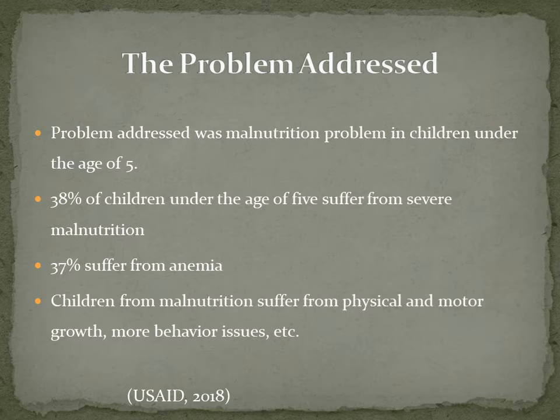So the first thing we're going to look at is the problem that was being addressed. The problem that was being addressed was the malnutrition problem in children under the age of 5, and it was mainly focused in Gakenke district. And also it was found that 48% of the children under the age of 5 suffer from severe malnutrition, and 37% suffer from anemia. Children who suffer from malnutrition suffer physical and mental growth problems and more behavior issues, etc.